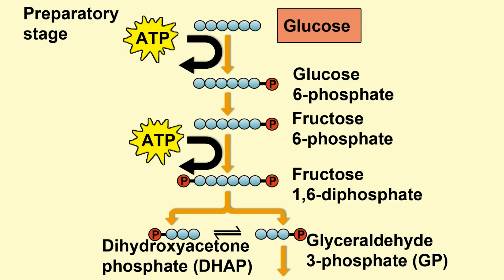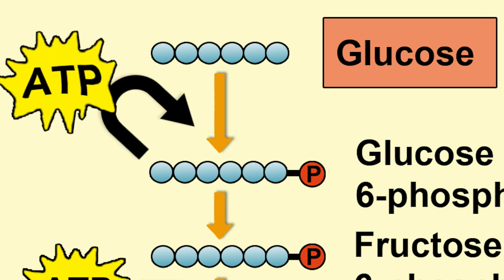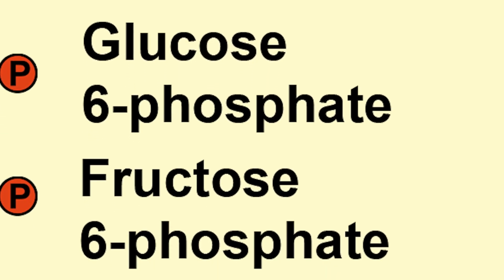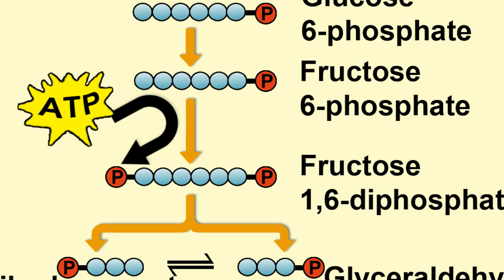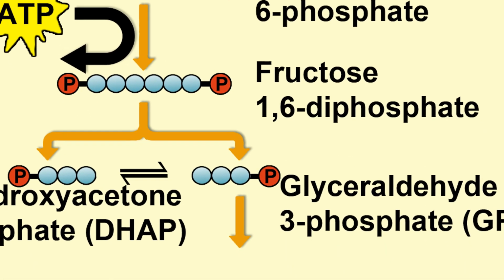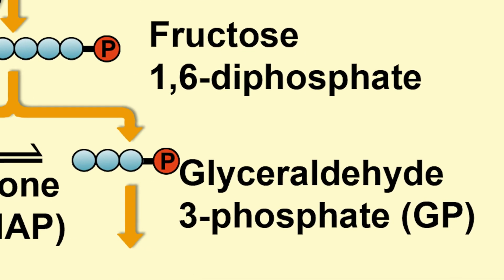Let's have a detailed look at glycolysis. In the first step, a phosphate from ATP is transferred to glucose to make glucose 6-phosphate. Then glucose 6-phosphate is transformed into fructose 6-phosphate. Another ATP is used to add a phosphate group to carbon 1 to make fructose 1,6-phosphate, which is then split into two 3-carbon molecules known as G3P.